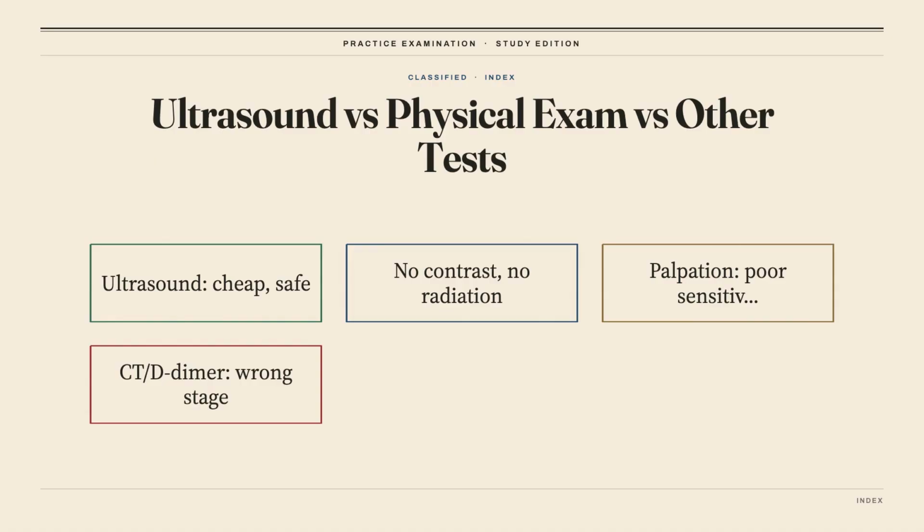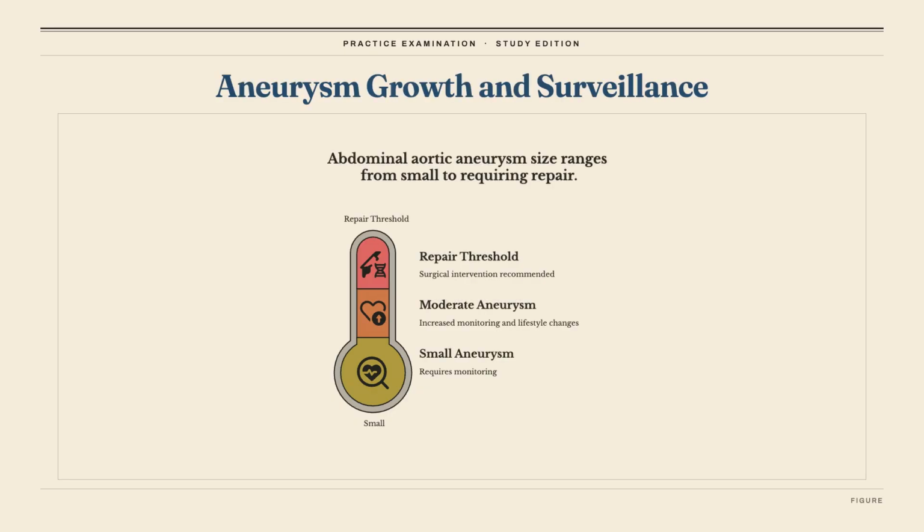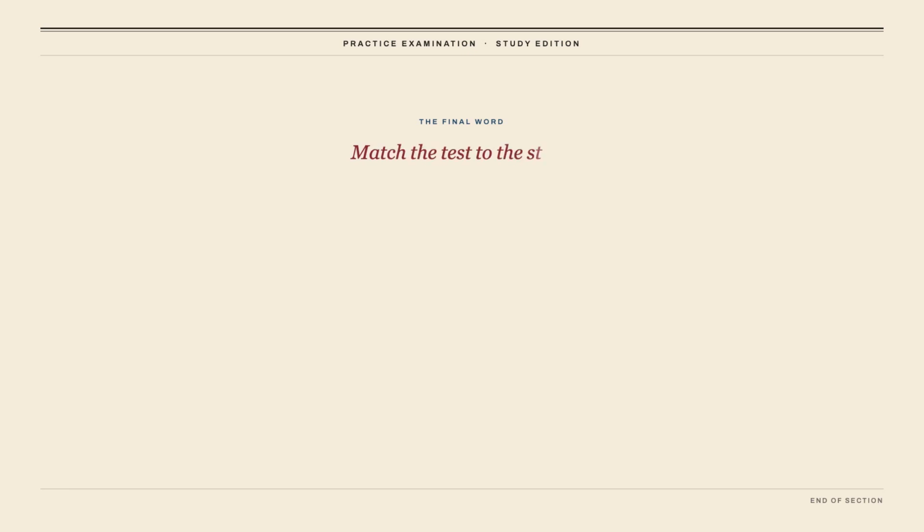CT angiography and D-dimer belong to later stages. Surgical planning or diagnosis, not screening. Once found, an aneurysm moves from screening to surveillance based on size. Small ones, 3 to 4 centimeters, are rechecked less often, while moderate ones, 4 to 5 centimeters, are followed every 6 to 12 months, watching both diameter and growth rate.